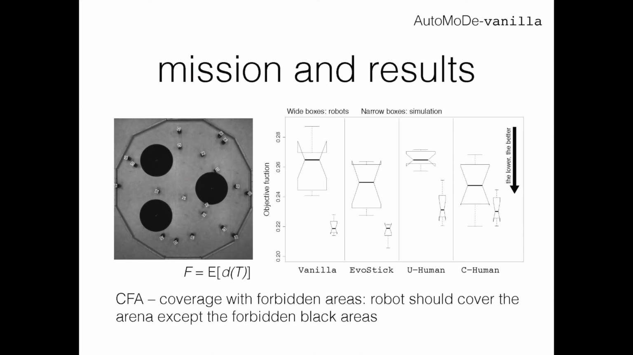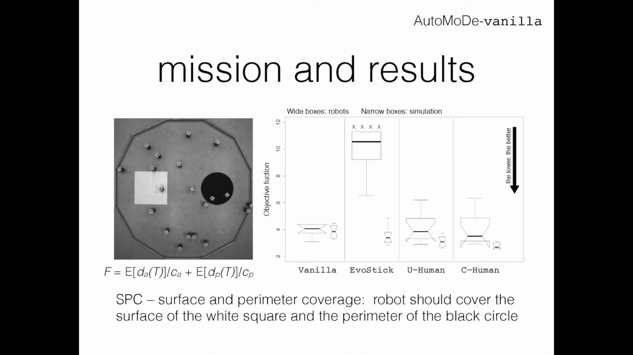In this case, the results obtained by the different methods are quite similar. In this mission, the objective function is to be minimized. So you see that also in this case, the performance in simulation is better than the one obtained by the robots. But the performance of the different methods is quite close.